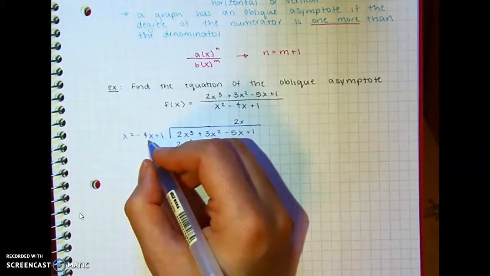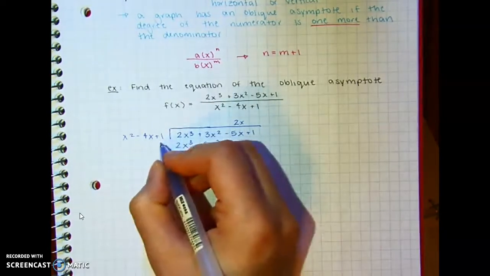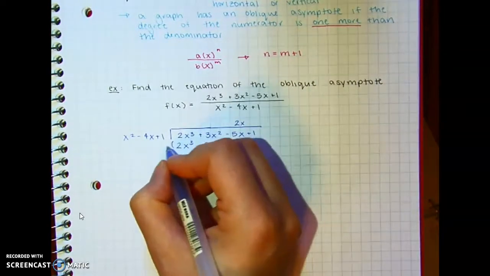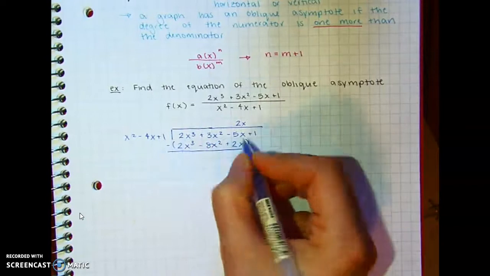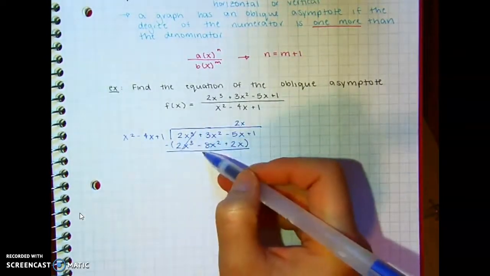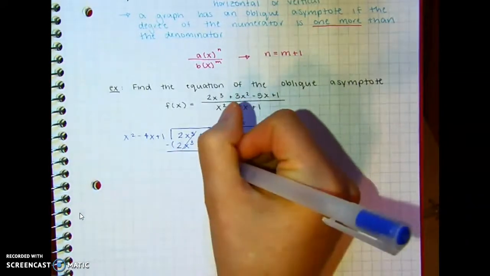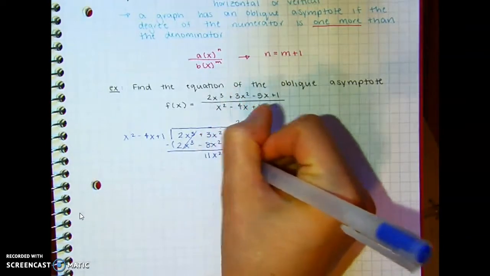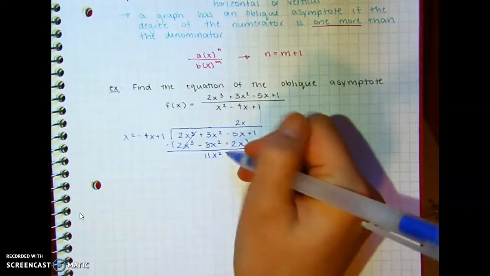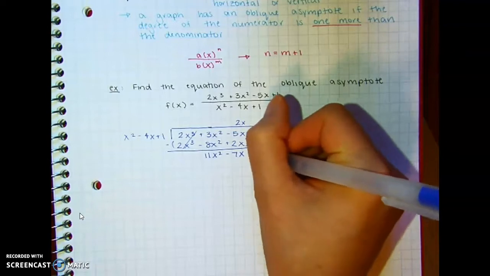Two x times negative 4x is negative 8x squared. 2x times 1 is 2x. Make sure you put this in parentheses and subtract. A lot of you did not do that on your quiz and lost points. So 3 minus negative 8 will be 11x squared. Negative 5 minus 2, negative 7x. We can bring down our 1.